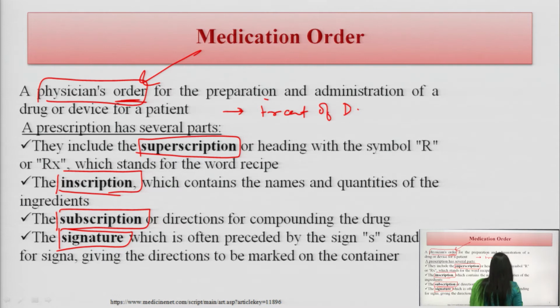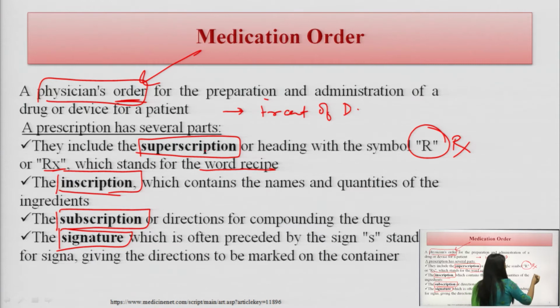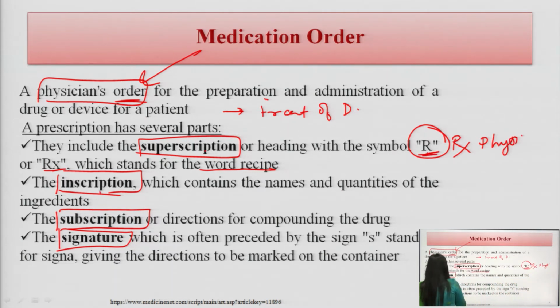The superscription part is with the symbol Rx, which stands for the word recipe. There is some information related to the physician, and this information is written at the Rx part. The inscription contains the names and the quantities of the drugs which are prescribed for the treatment. It's written in the inscription part.